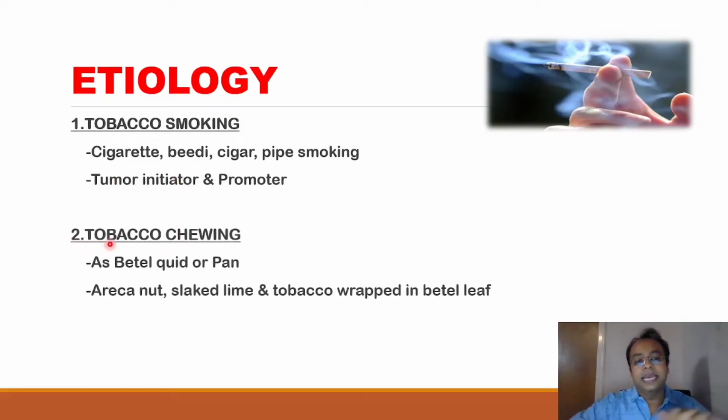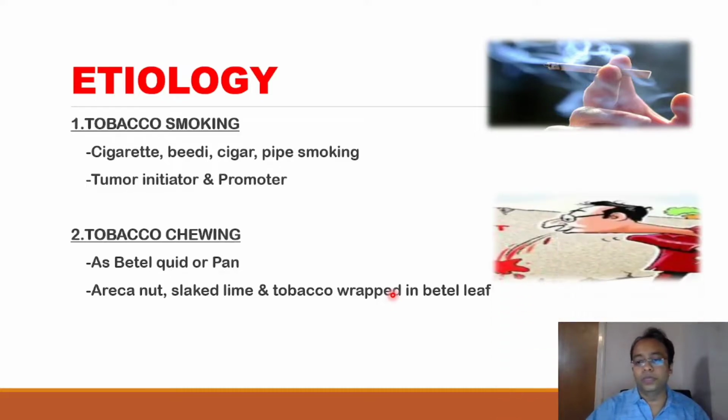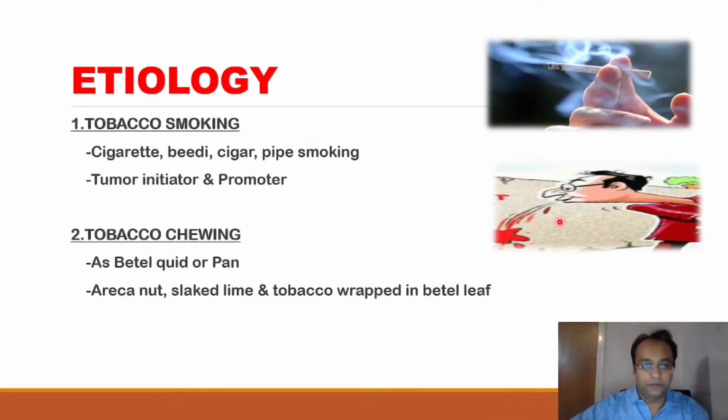All right. The second etiological factor is tobacco chewing in the form of betel quid or pan. It is practiced in the form of taking a wrapped betel leaf. Certain ingredients are present like areca nuts, slaked lime, and tobacco that are wrapped in a betel leaf and consumed. So that is the tobacco chewing, right? So that is the second etiological factor.